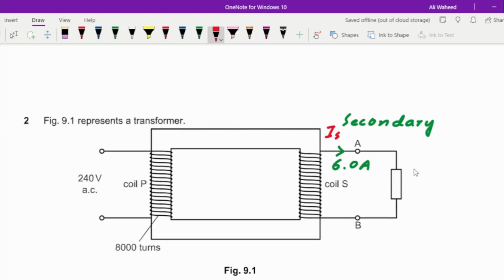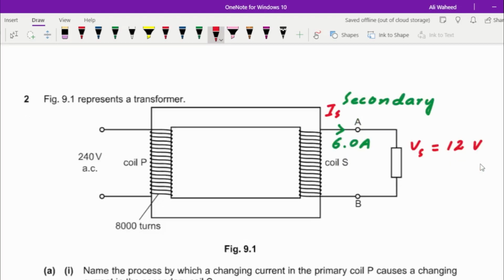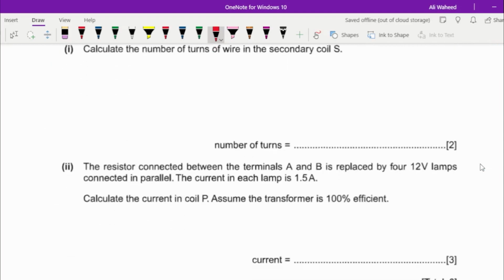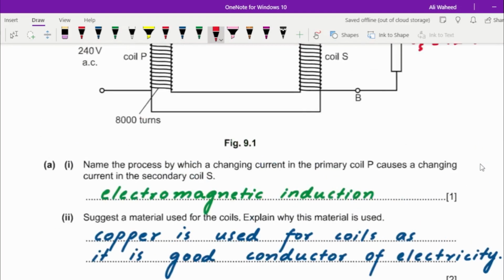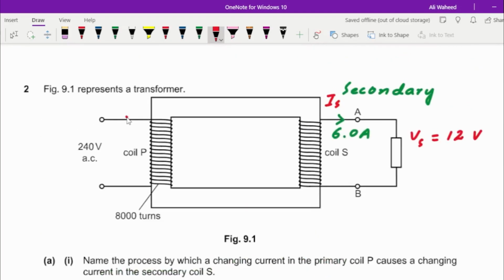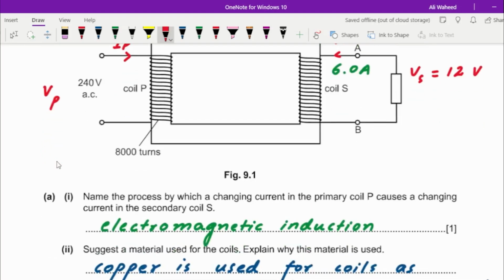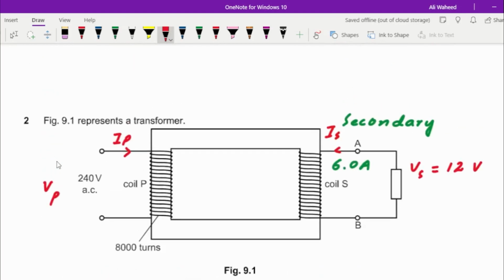The secondary voltage is 12 volts, because in a parallel circuit the voltage remains the same but the current divides. So what do we need to find? We need to find the current in the primary coil. And the voltage on the primary side is 240 volts. So Vp equals 240. Ip has to be found out. Vs is 12, Is is 6 amperes.